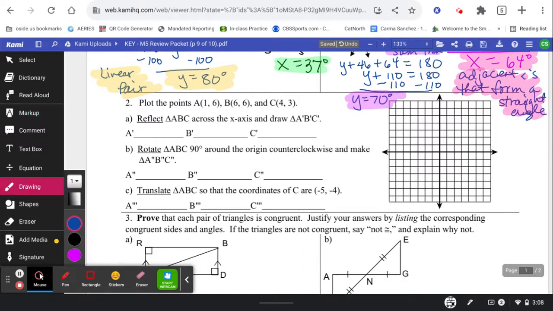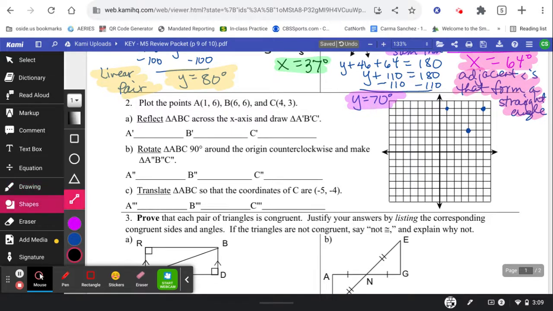Okay, moving down. Here comes reflect, rotate, and translate. Let's do the reflect and translate first and the rotate last as always. So A is 1, 6. So we go out 1, up 1, 2, 3, 4, 5, 6. B is 6, 6. And C is 4, 3. And then connect it.